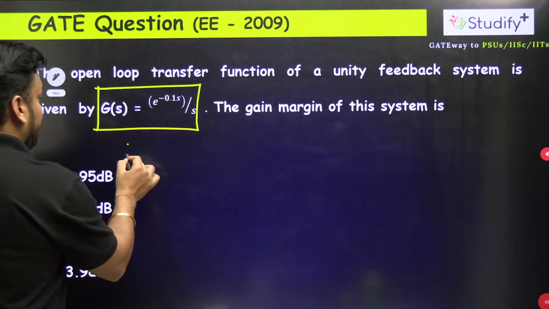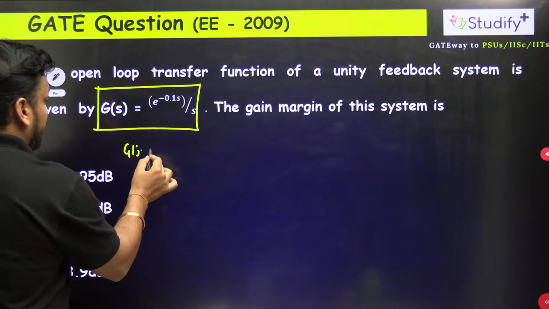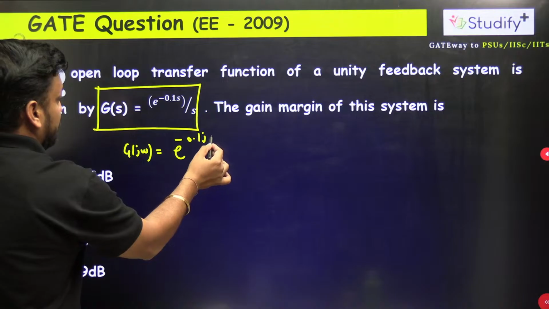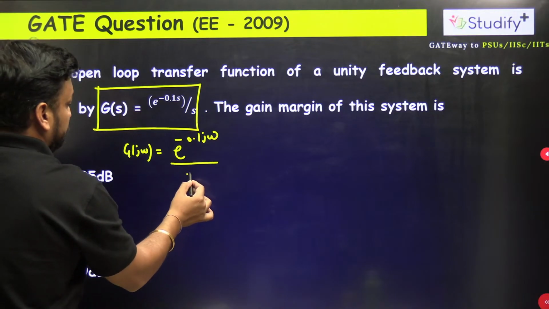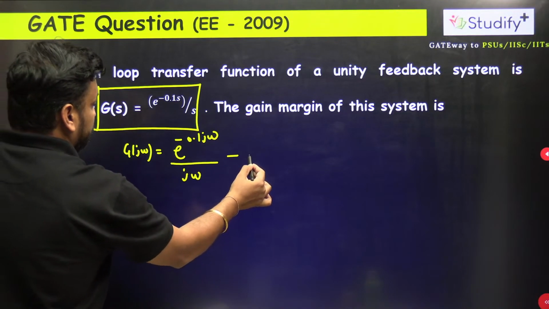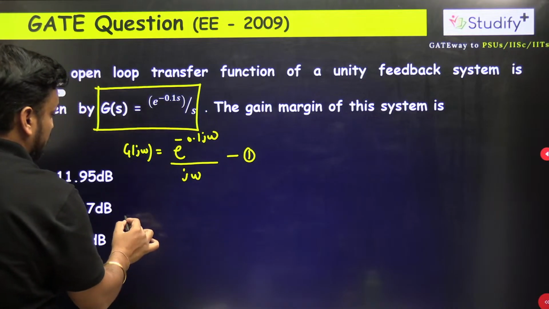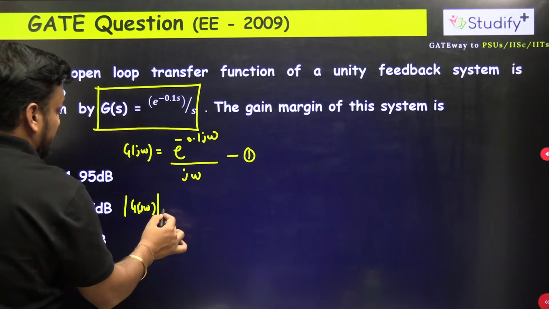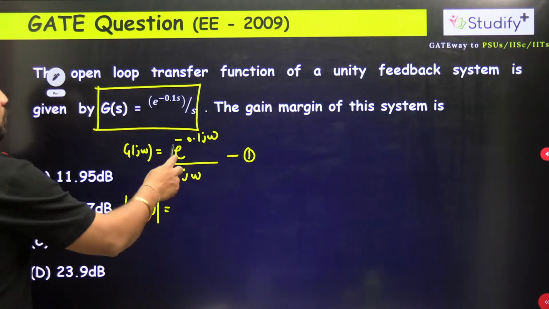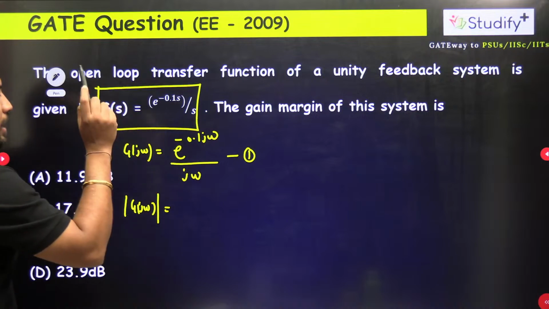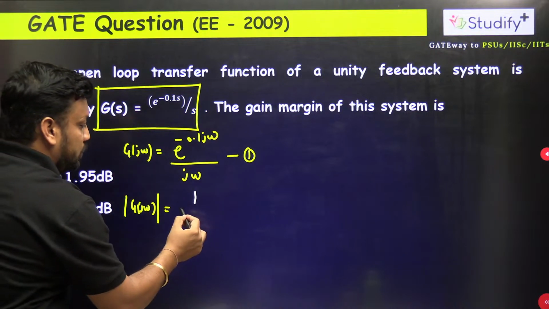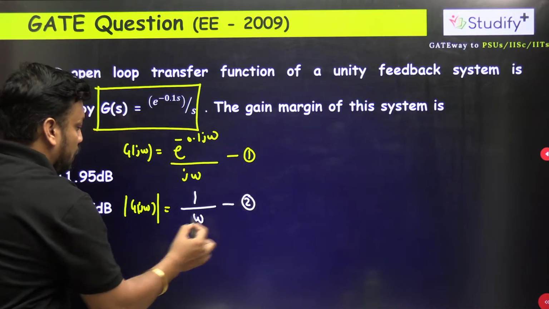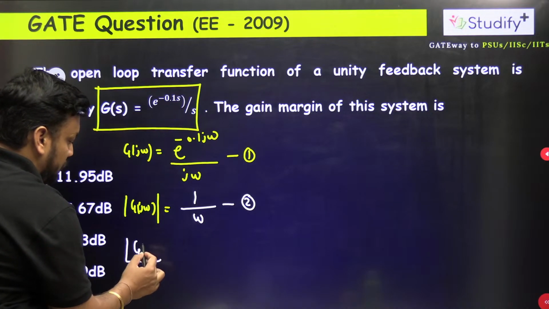So first, if I write s equal to j omega, then I will get e to the power minus 0.1 j omega upon j omega. Is it my equation number 1? Now equation number 2 is magnitude of G(j omega). In yesterday's class I told you that the magnitude of the Euler e to the power minus j term is always 1. Its magnitude is 1 and j omega magnitude is omega. Equation number 2.